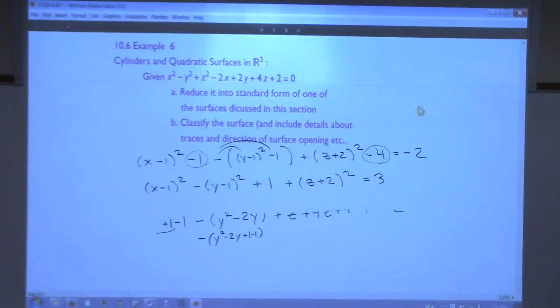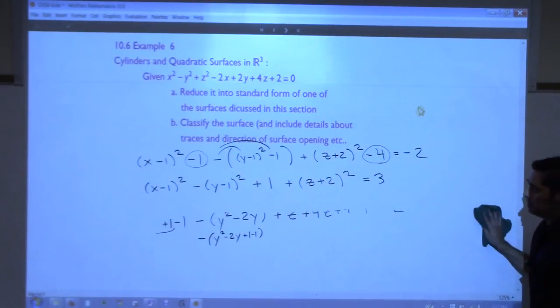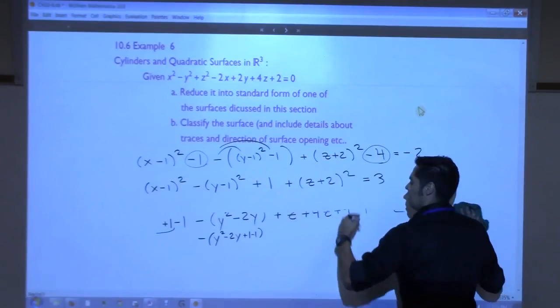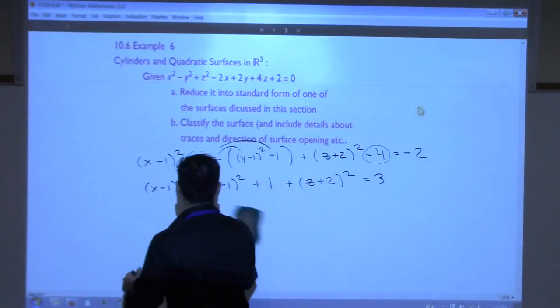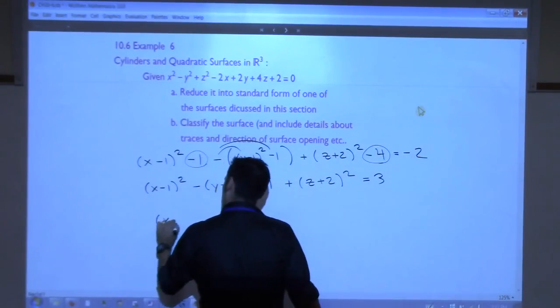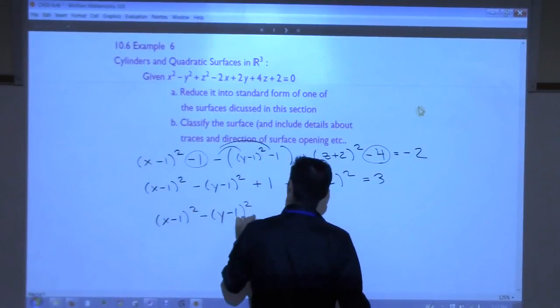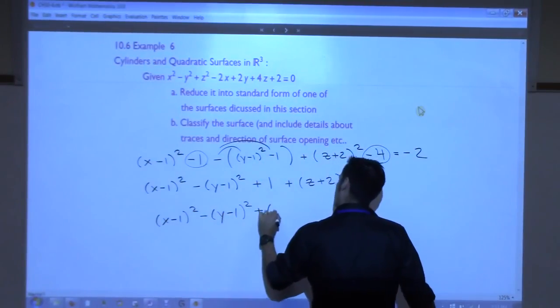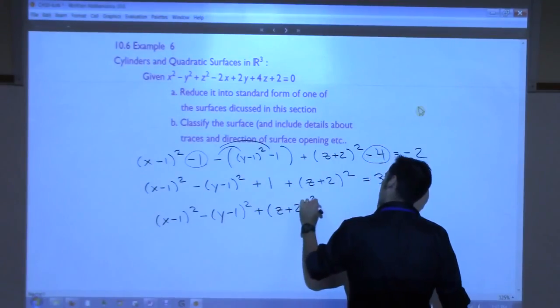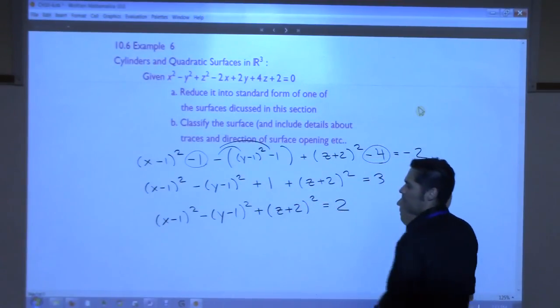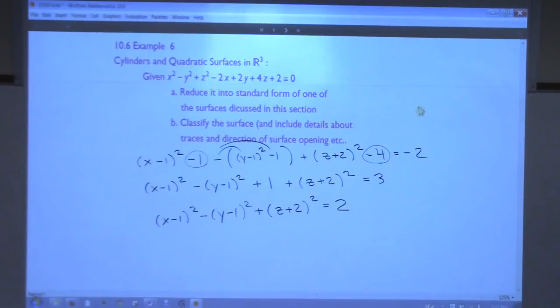And finally, take the 1 over, and I get x minus 1 squared minus y minus 1 squared plus z plus 2 squared equals 2. If I did all the completing the square correct, that's what it should be.